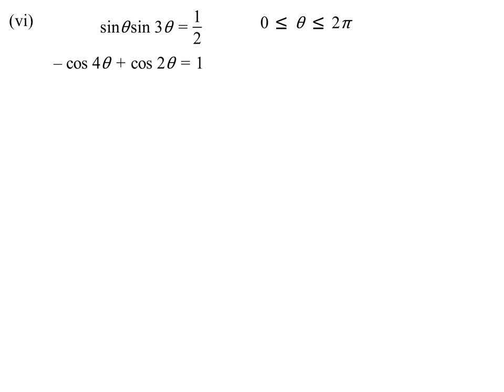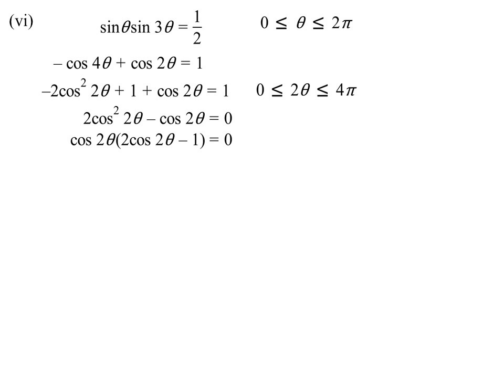Okay, let's now go and attempt to solve that. I'll use a double angle on the cos 4 theta. I've now got all the angles the same. We've ended up with a quadratic, but remember, theta's between 0 and 2 pi. I'm finding answers for 2 theta, so I'm going between 0 and 4 pi. It factorises quite nicely. So cos 2 theta equals 0.